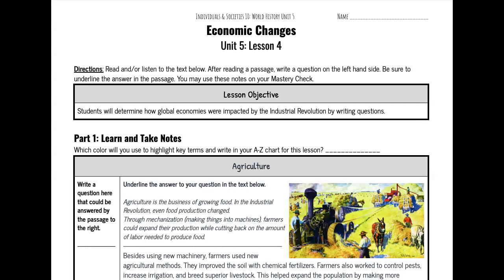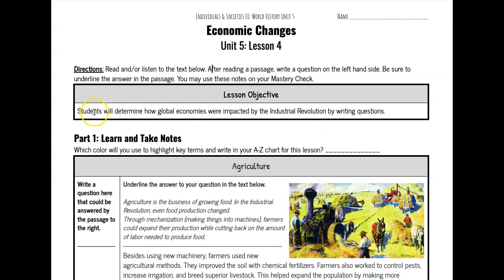In this video, we're going to go over Unit 5, Lesson 4, all about economic changes during the Industrial Revolution. Let's get started by reading the directions as they are slightly different than normal. The directions say, read and/or listen to the text below. After reading a passage, write a question on the left-hand side. Be sure to underline the answer in the passage, and you may use these notes on your mastery check.